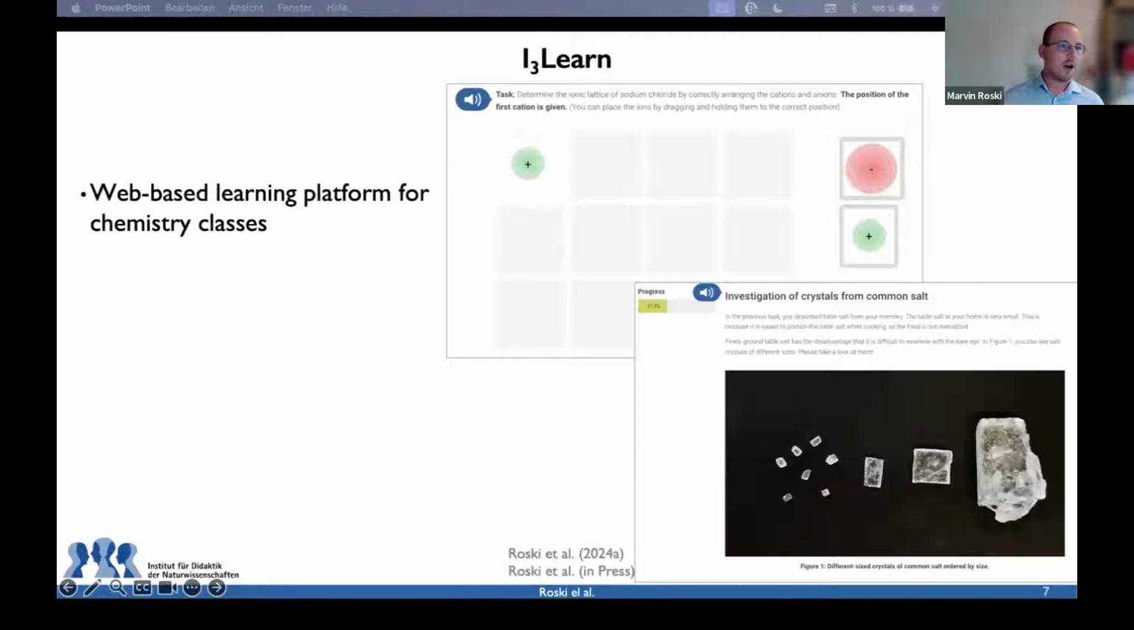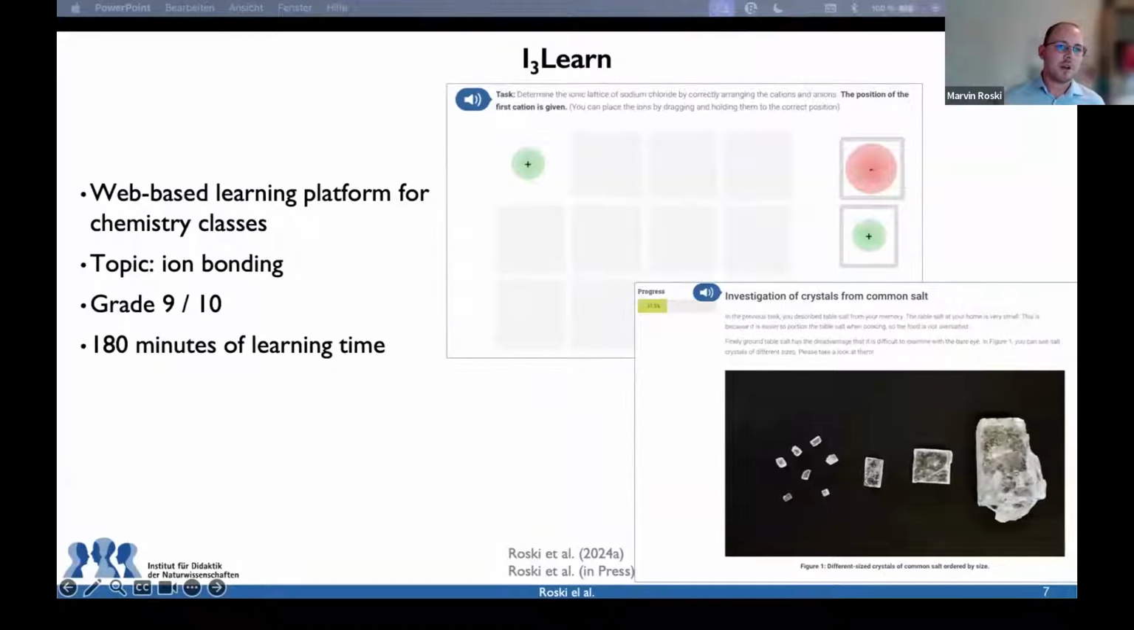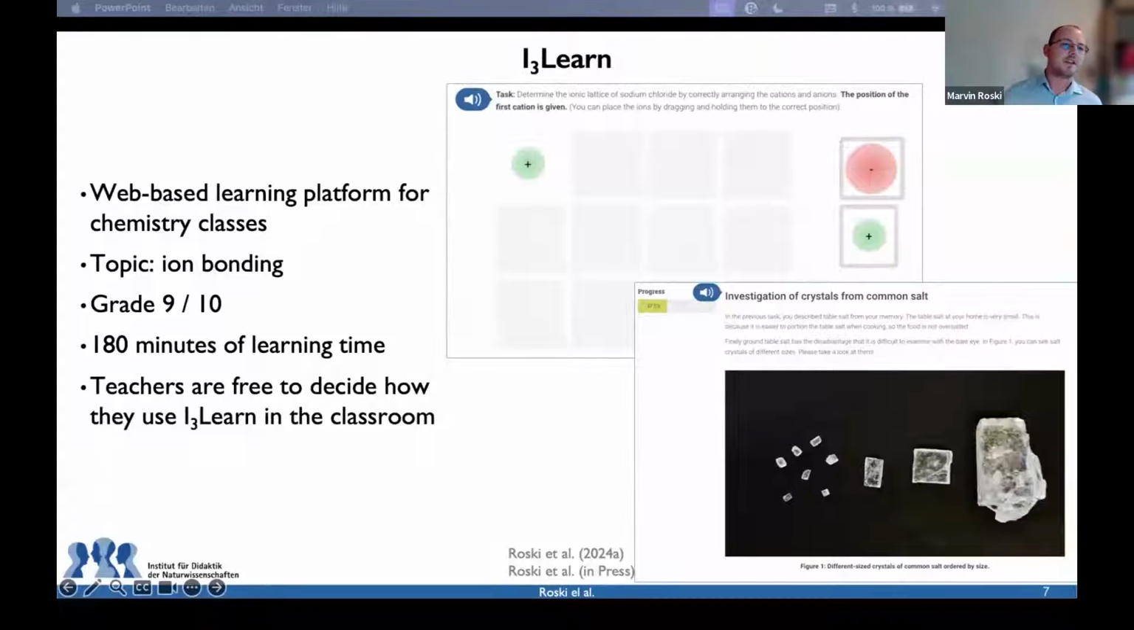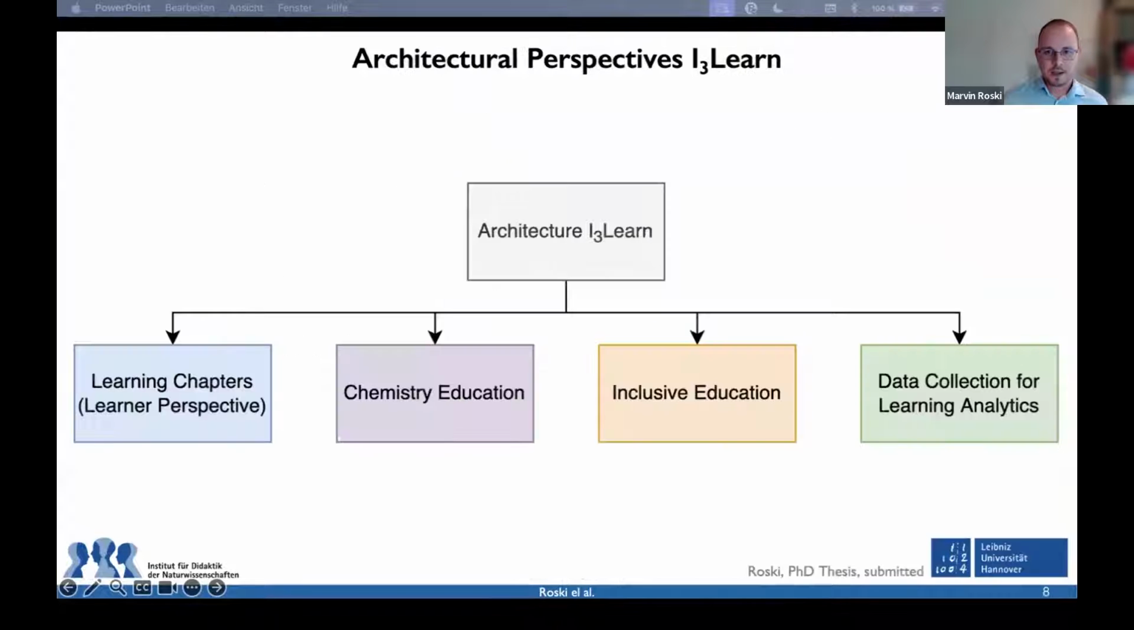Our web-based learning platform i3Learn is for chemistry classes. It's on the topic of ion bonding, as already mentioned, and it's for grades 9 and 10. It has about 180 minutes of learning time, and the teachers are free to decide how they want to use i3Learn in their classroom.